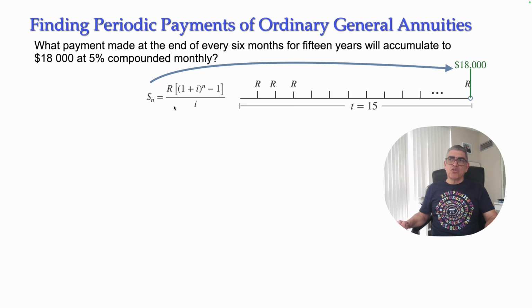I'm going to multiply the equation by I on both sides, and divide both sides by this factor, 1 plus I to the power n minus 1. So R will be I multiplying Sn, and this factor appears dividing. I put the bracket at the bottom. It's not necessary. Human beings understand that 1 plus I to the power n minus 1 is at the bottom of the equation, so you don't need to put this bracket.